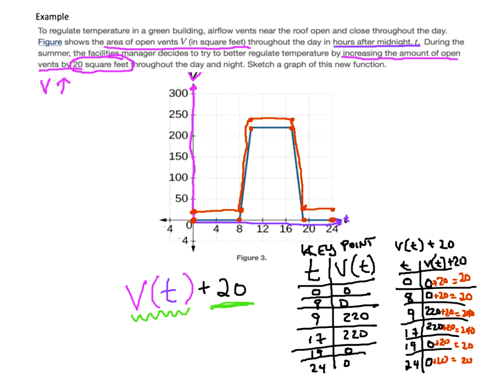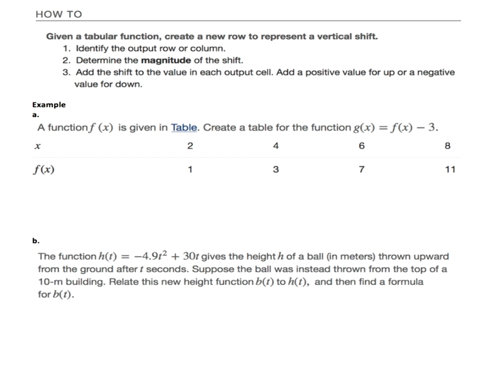So whenever you translate a function, all you have to do is start with a set of key points, and then you have to figure out, okay, am I shifting in my input or in my output? And whenever it's outside the function, that's your output. Then you do that in your chart and plot your new points and graph your new graph.